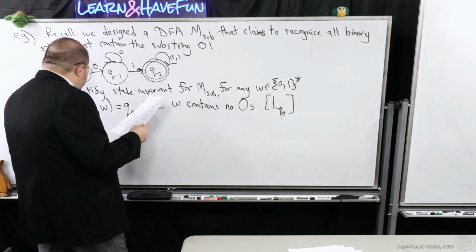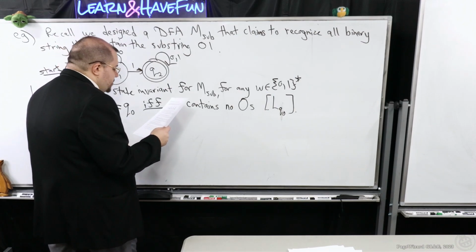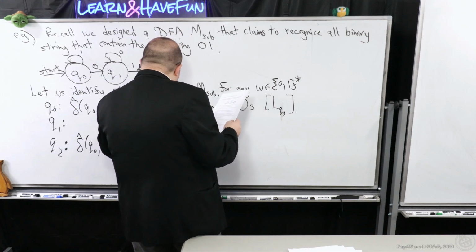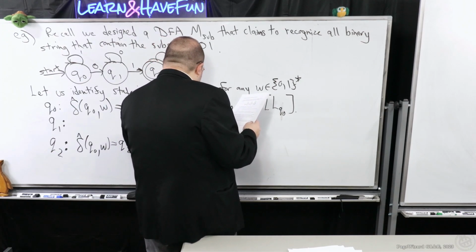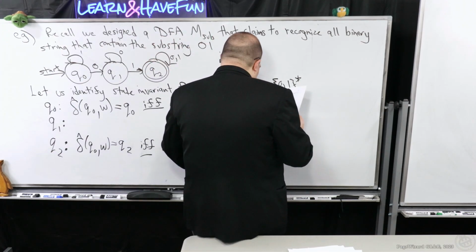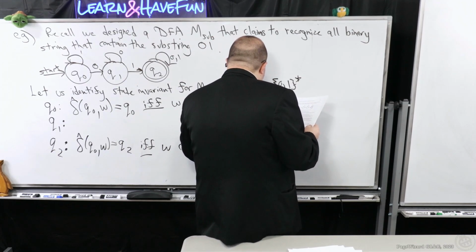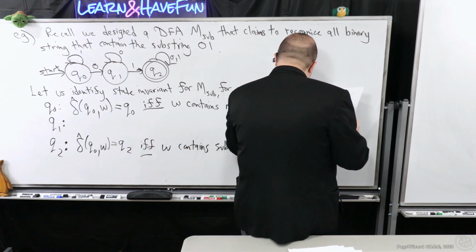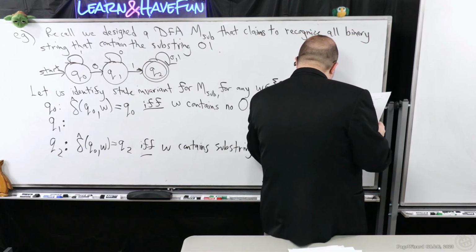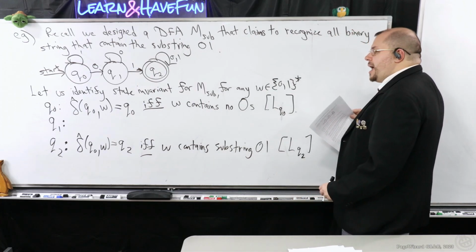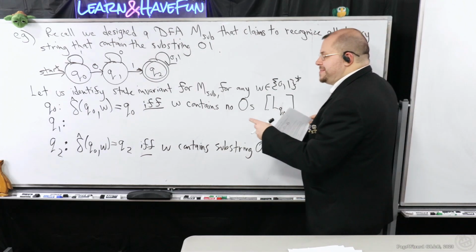So when delta hat Q0 W is equal to Q2, if and only if W contains substring 0, 1. So I'm going to refer to this as LQ2, just to make this easier for us to see. And then, of course, this middle one.